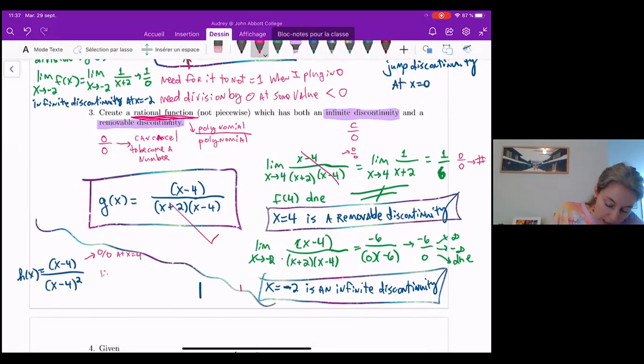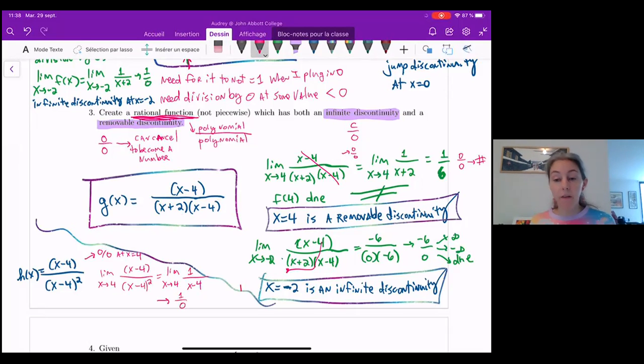if I want to do this limit, the limit as x approaches 4 of x minus 4 over x minus 4 squared, when I cancel out my x minus 4s, I end up with 1 over x minus 4. And that 1 over x minus 4 then causes 1 over 0. So that's actually an infinite discontinuity, even though it starts at 0 over 0. So we need for 0 over 0 to cancel to become a number, not to become a constant over 0. Constant over 0 will always represent infinite.